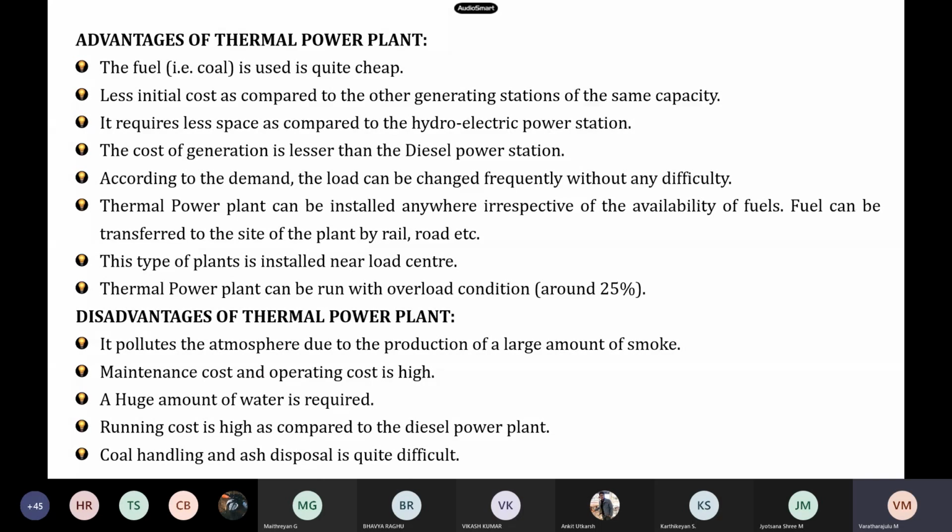And running speed: the turbine in a thermal power plant runs at a speed of 3000 to 4000 rpm, and therefore it requires special alloy steels in order to have a rigid construction, compared to the hydroelectric power plant, where we have around 300 to 400 rpm only. And this is what we have about the advantages and disadvantages.